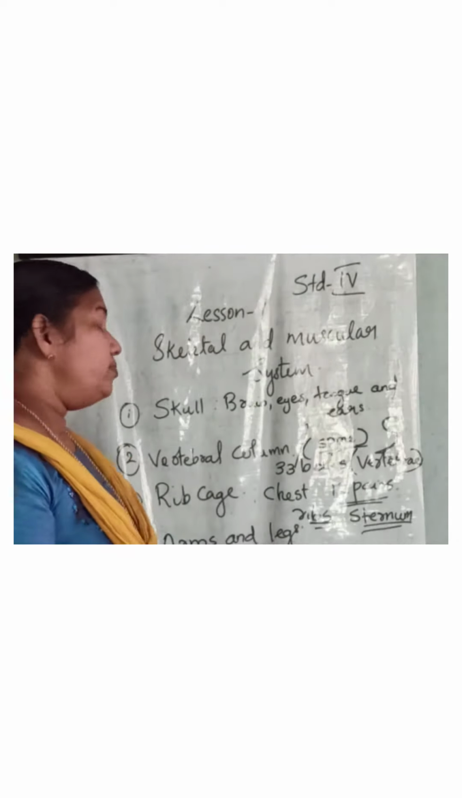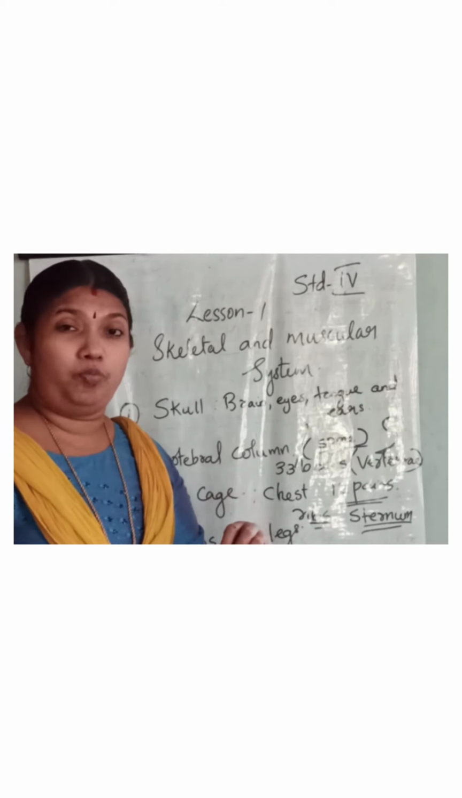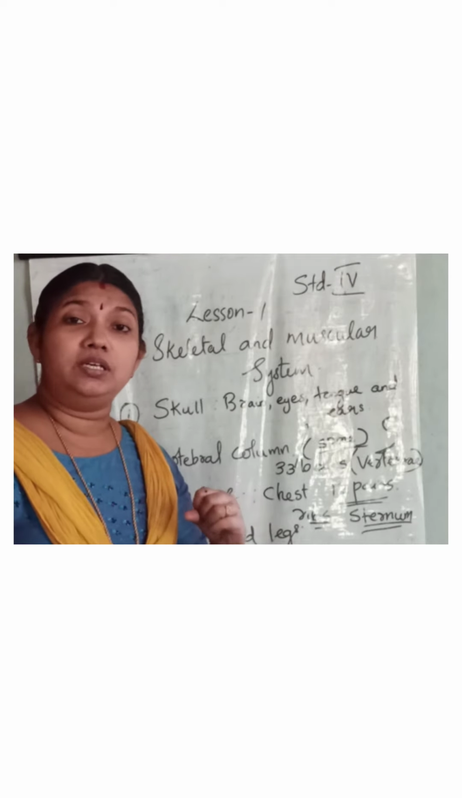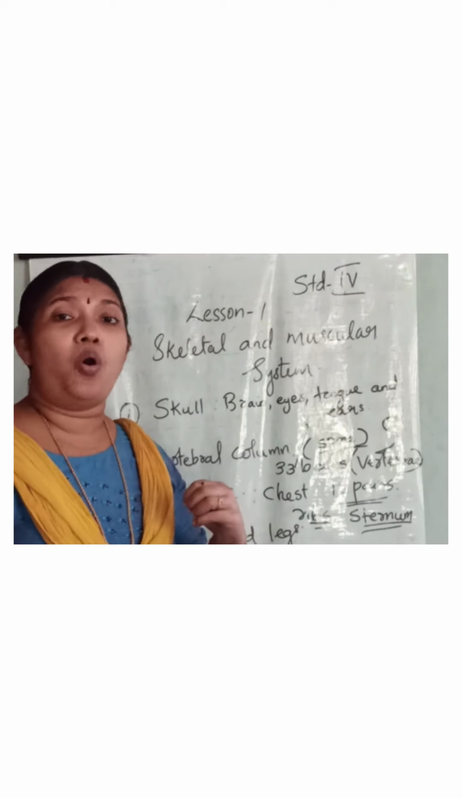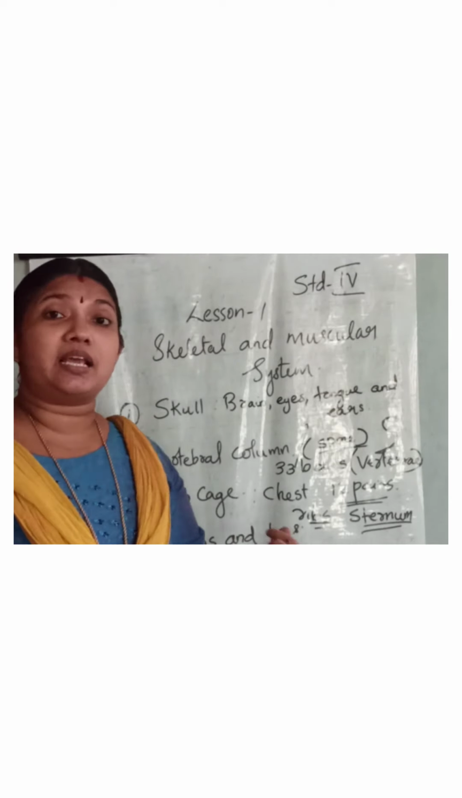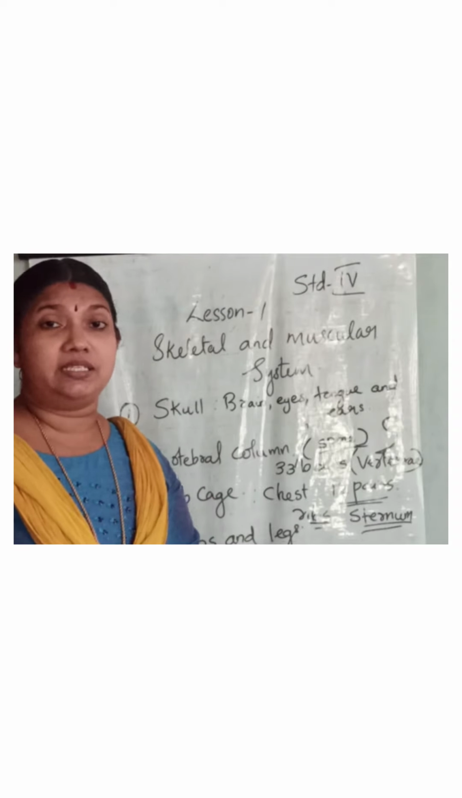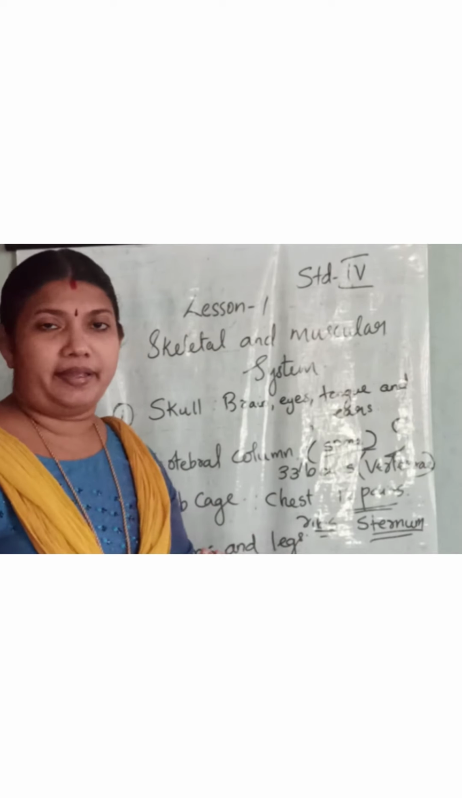And next is arms and legs. Arms and legs consist of 3 bones and several small bones. These bones can hold pressure and also hold the weight of our body. That's why arms and legs can hold our weight, can hold additional weight, and help in walking.